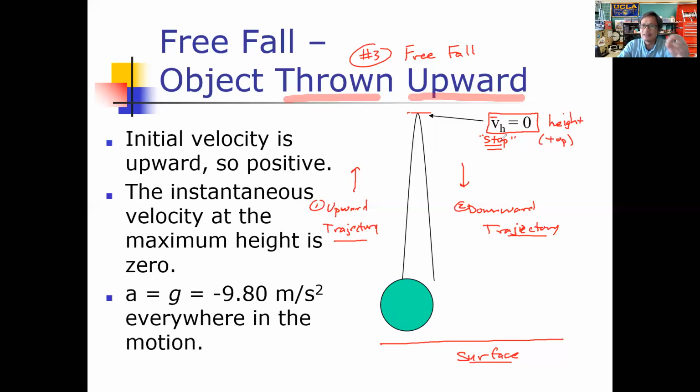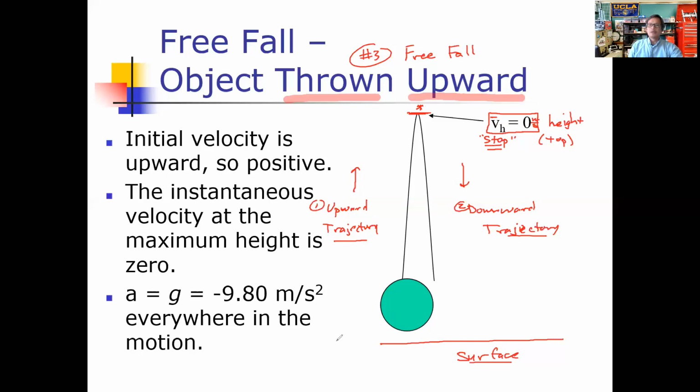So you have an object that has to turn around, and as it turns around, it has to come back down. An object cannot turn around and come back down unless it stops. That's what characterizes this type of motion. The first thing to keep in mind is that at the very peak, at the very apex of this motion, the velocity is going to be 0 meters per second. That'll help.